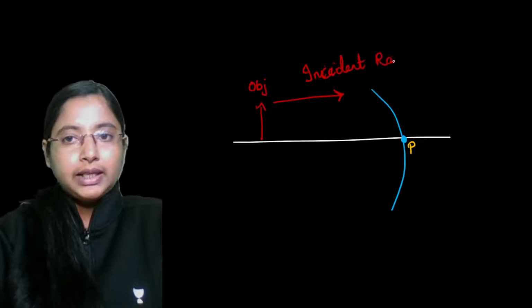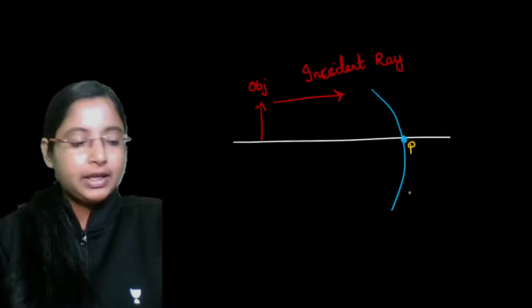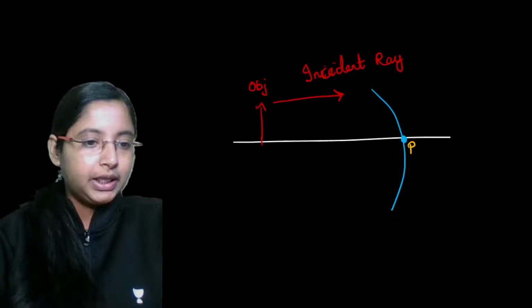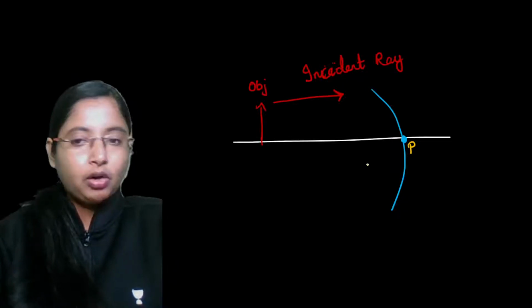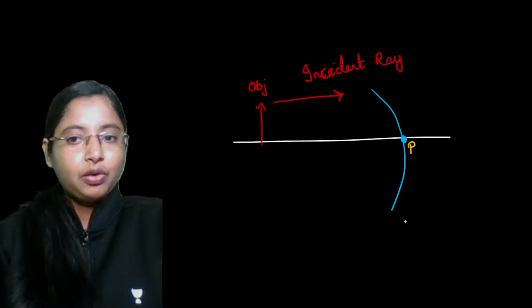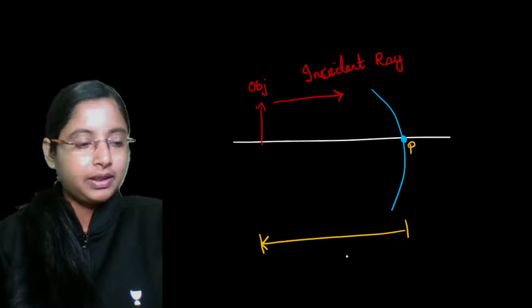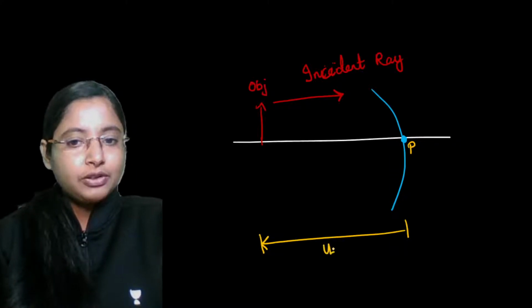So all distances have to be measured from the pole. So this is where the object is. Now we want to find what is the object distance. So what do we do? We go from the pole towards where the object is. We go in this direction. Object distance is given as u.